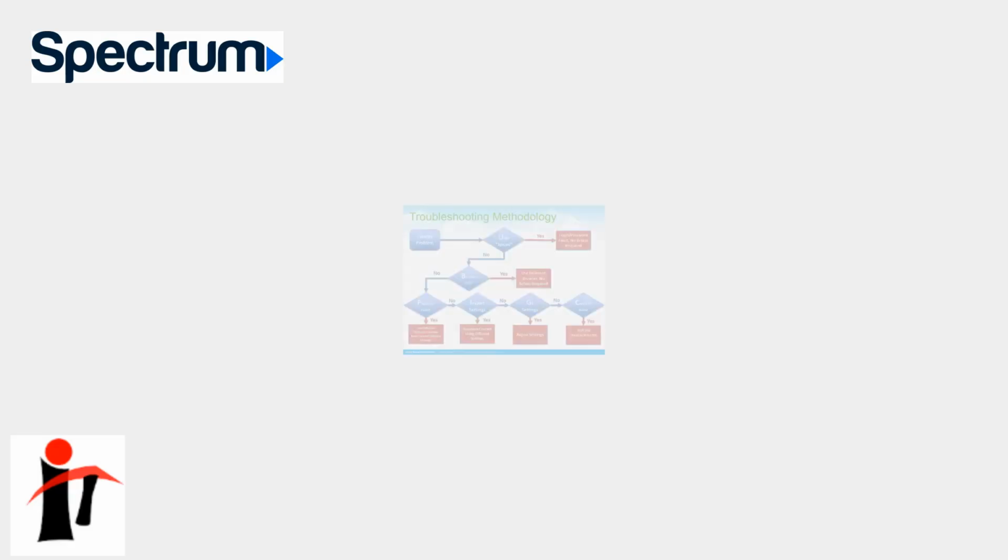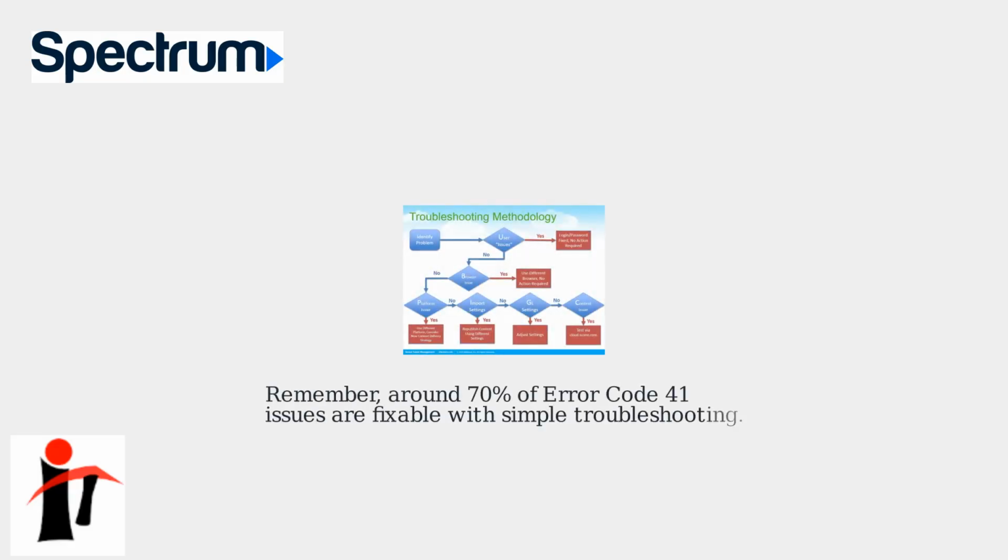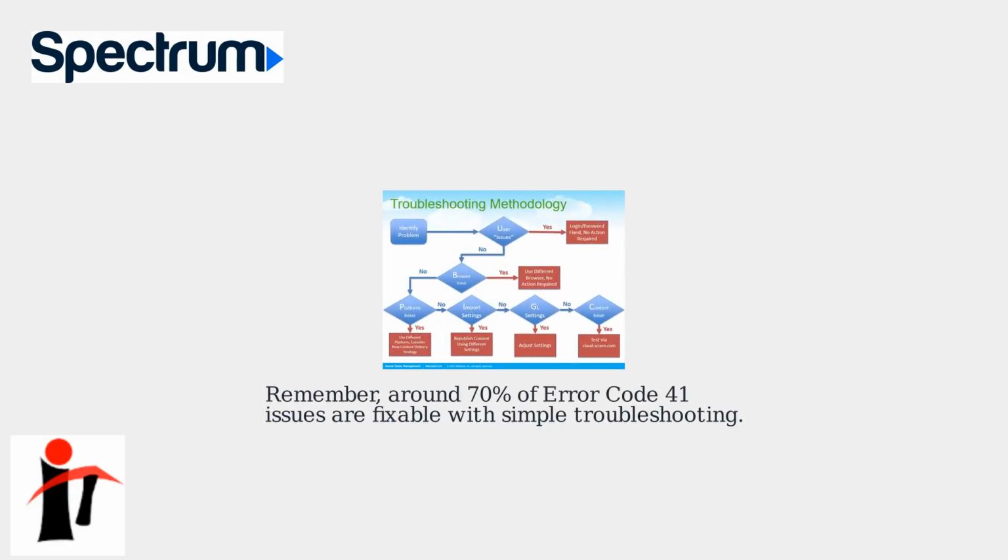If these steps don't work, it might be time to contact Spectrum support. Their AI-driven chatbots can provide further assistance, or they can schedule a technician visit if needed. Remember, around 70% of error code 41 issues are fixable with simple troubleshooting.